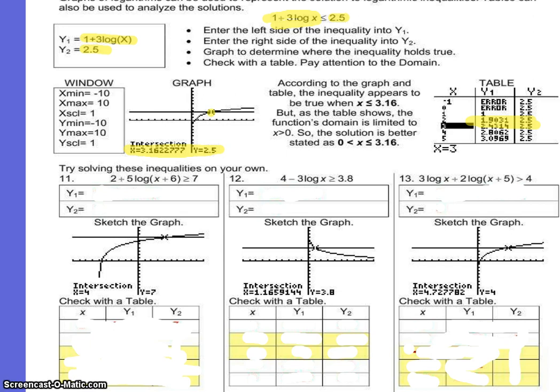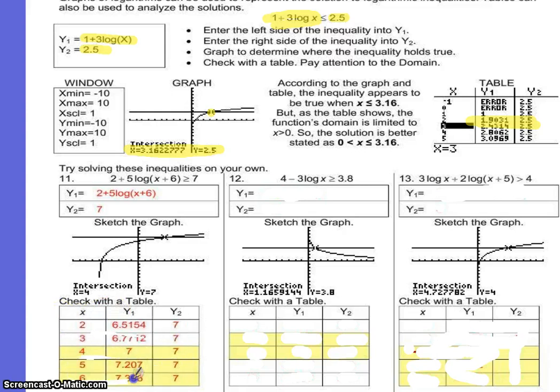For number 11, I'm going to plug in 2 plus 5 log of x plus 6 in my y1. And I'm going to plug in 7 in my y2, because I want to know when my function is greater than or equal to 7. So when I look at my table, I highlight all those that are greater than or equal to 7, and what does it appear that the answer is? That it's a true statement where x is greater than or equal to 4. So that would be my answer for 11, where x is greater than or equal to 4.